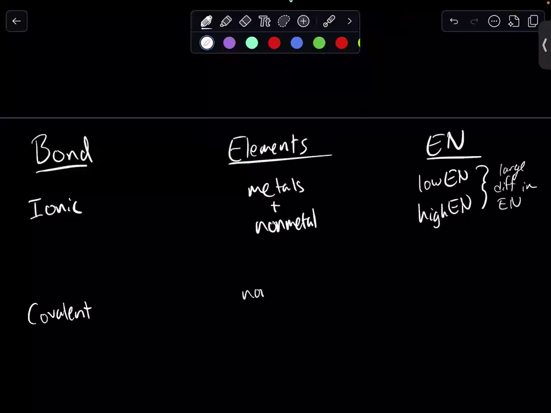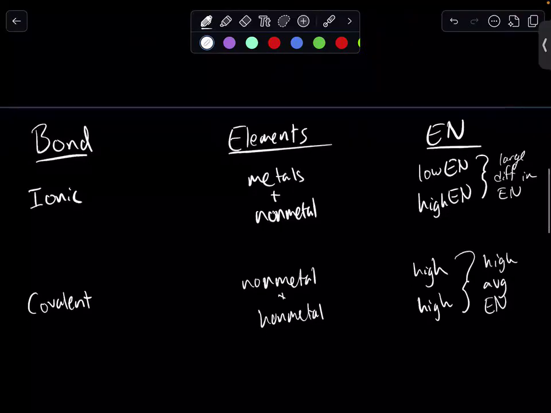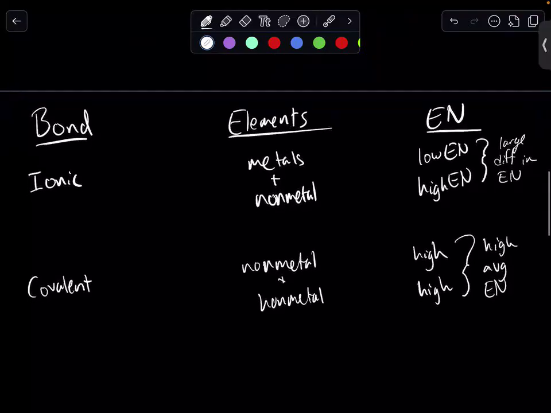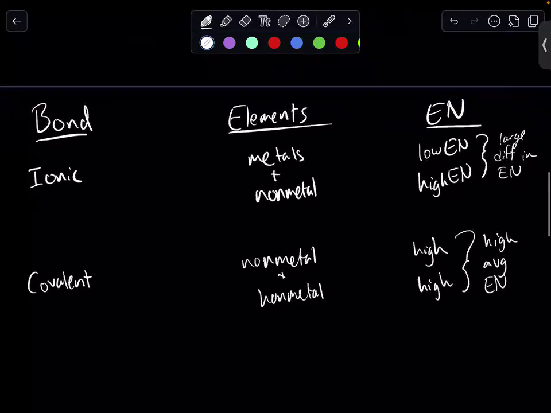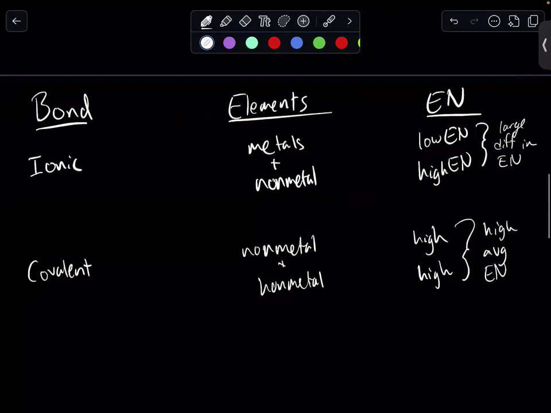So covalent bonds are nonmetal plus a nonmetal, and they both have high electronegativities. And so together we're going to have a high average electronegativity. Like oxygen with oxygen is going to have an average electronegativity of 3.6 because each of them is 3.6. So generally when we create these covalent bonds, overall the electronegativity average is going to be pretty high. Remembering that our scale only goes from 0 to 4, anything above 2 is a very high average, honestly.